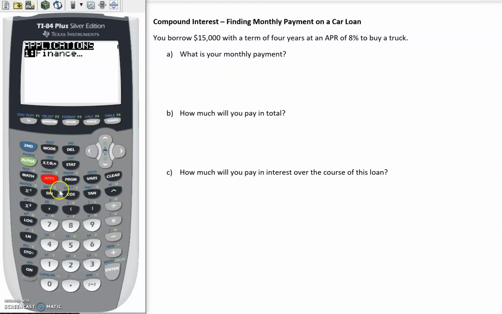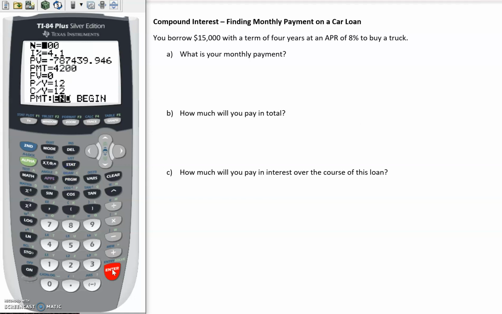So let's go to Apps and then Enter for Finance, Enter for TVM Solver. N: over the course of 4 years, we're doing monthly compounds and monthly payments, so 4 times 12. Our APR is 8%. Our present value, what we have borrowed, is 15,000. And our monthly payments are what we're interested in solving for. The future value should be zero.